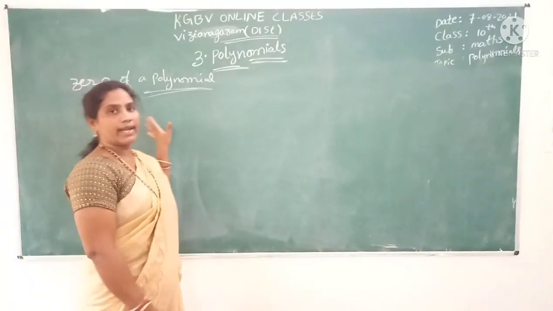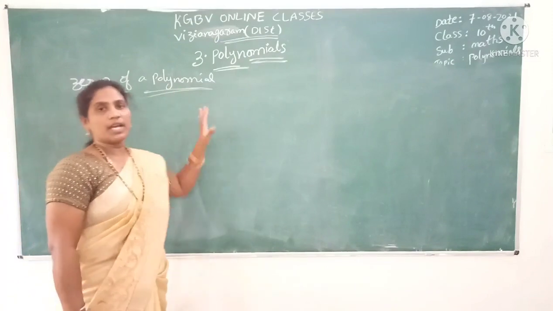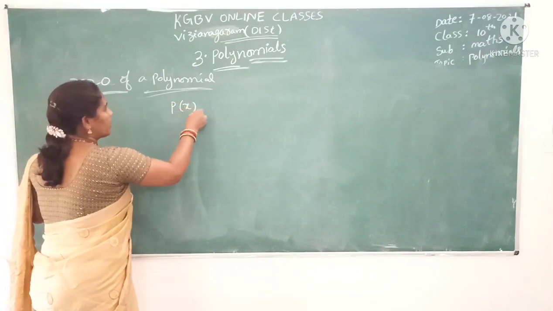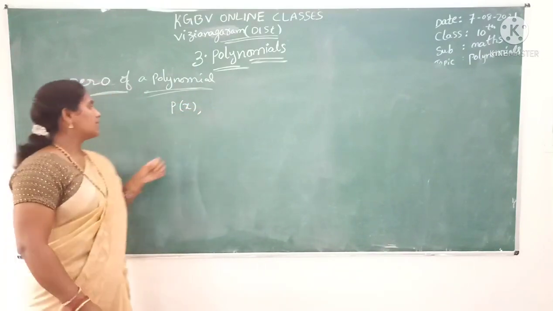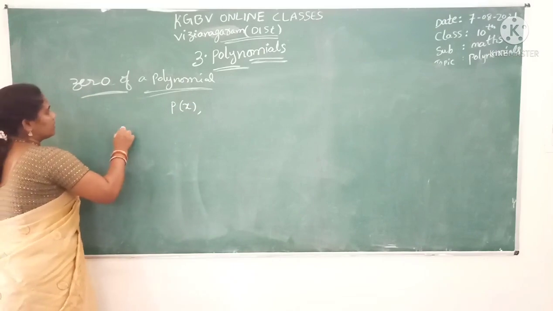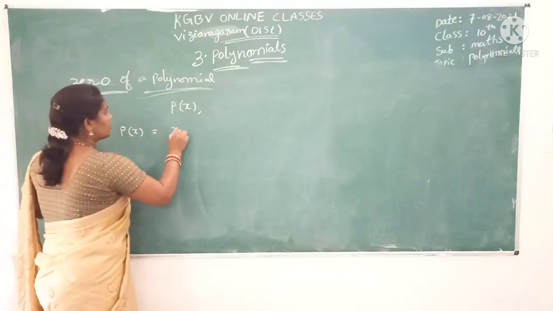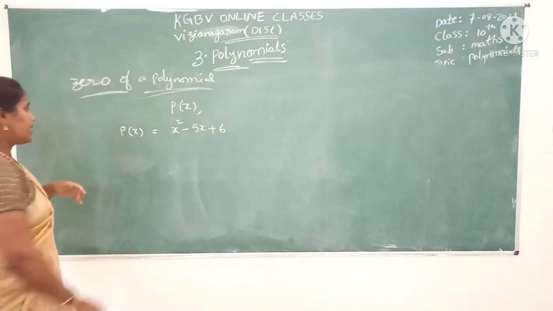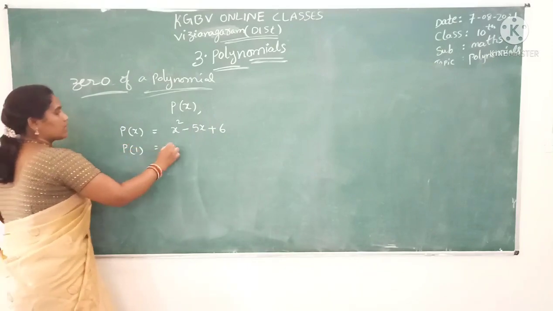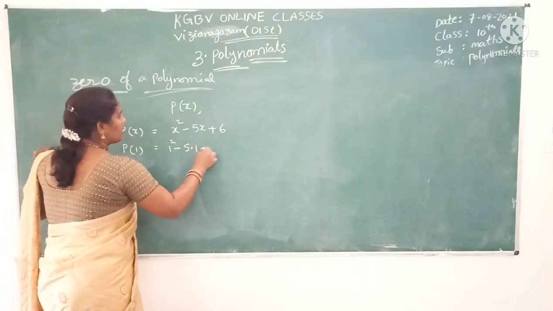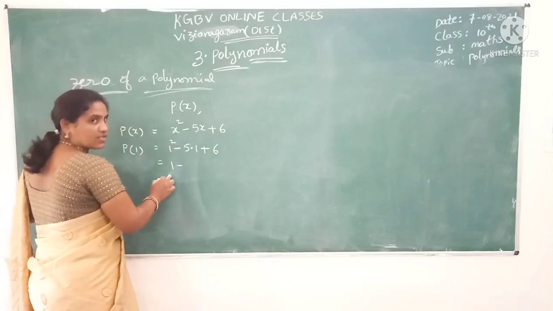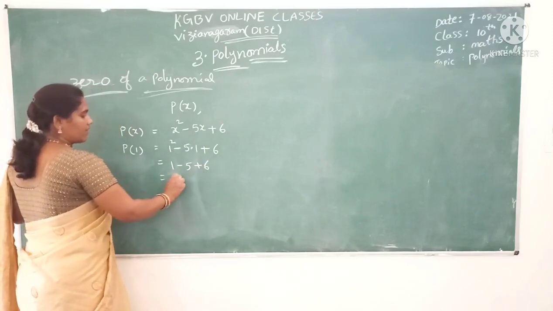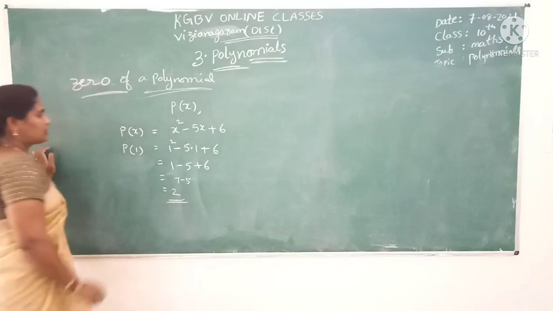We will discuss another concept, the 0 of a polynomial. Suppose we take a polynomial p of x using variable x, that is, p of x is equal to x square minus 5x plus 6. We calculate P of 1. So 1 square minus 5 into 1 plus 6. 1 square means 1, minus 5, 1 plus 6 is 7, minus 5, value is 2.